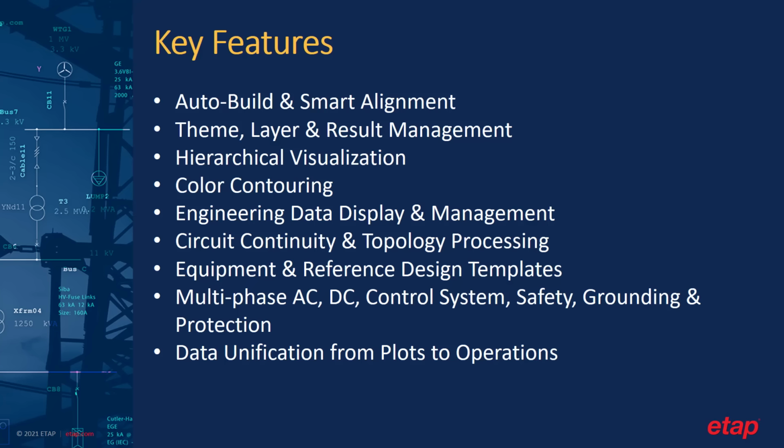The key features we're going to focus on today include AutoBuild and smart alignment, themes and managing layers for results and properties, color contouring, and equipment and reference design templates, so you can take advantage of past projects and utilize them in future, saving lots of time by removing the need to duplicate any work. Now, let's go into ETAP and take a look at how to apply these features.